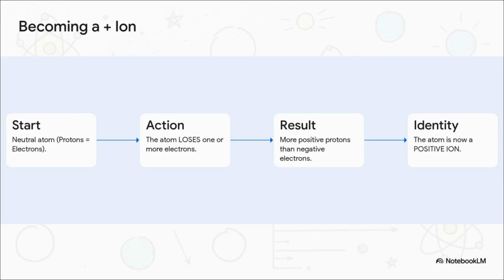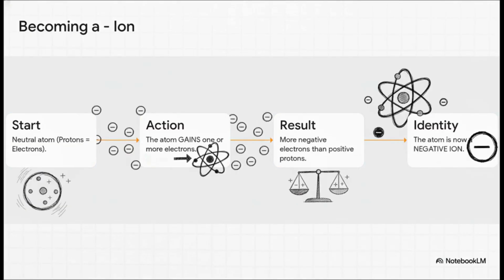Think about it. If you lose something negative, you become more positive. Now there are more positive protons than negative electrons. And boom, the atom is now a positive ion. And you guessed it, the opposite works too.